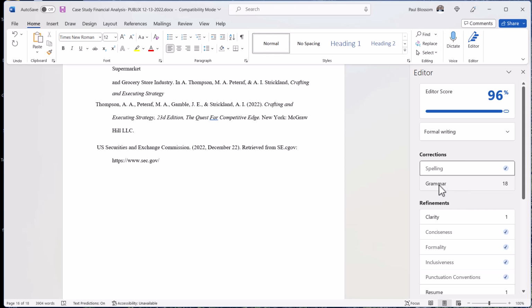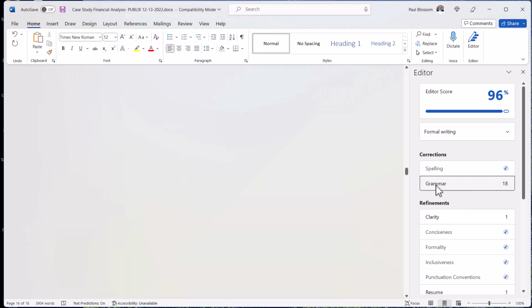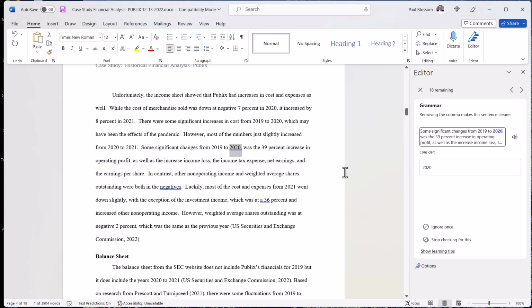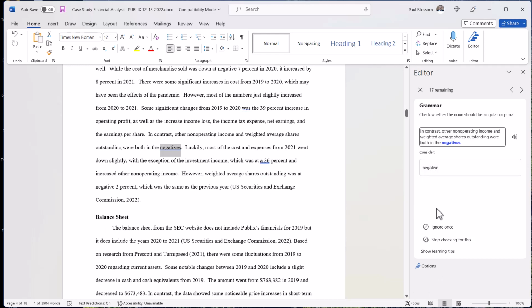The second thing I wanted to look at here is grammar. And now I usually don't pay attention to the refinements down here. I just pay attention to the spelling and grammar. And this says removing comma makes a sentence clear. That's actually a fairly common thing, and we'll find that several times in this document, that there's excess commas in there, and so you can click on this, and it gets rid of the comma, moves to the next one.